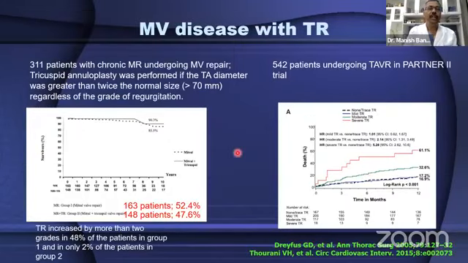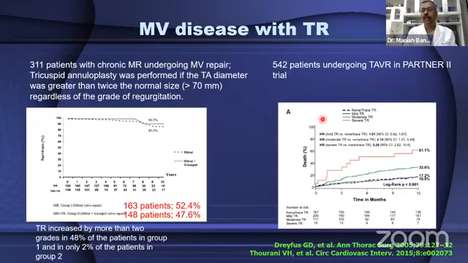Here we have a study in which patients who had chronic severe mitral regurgitation were undergoing mitral valve repair. If the investigators found that the tricuspid annulus was significantly dilated, they did tricuspid annuloplasty. In other patients, only mitral valve repair was done. So even though these patients who underwent tricuspid annuloplasty were sicker, their outcome was better, a better long-term outcome.